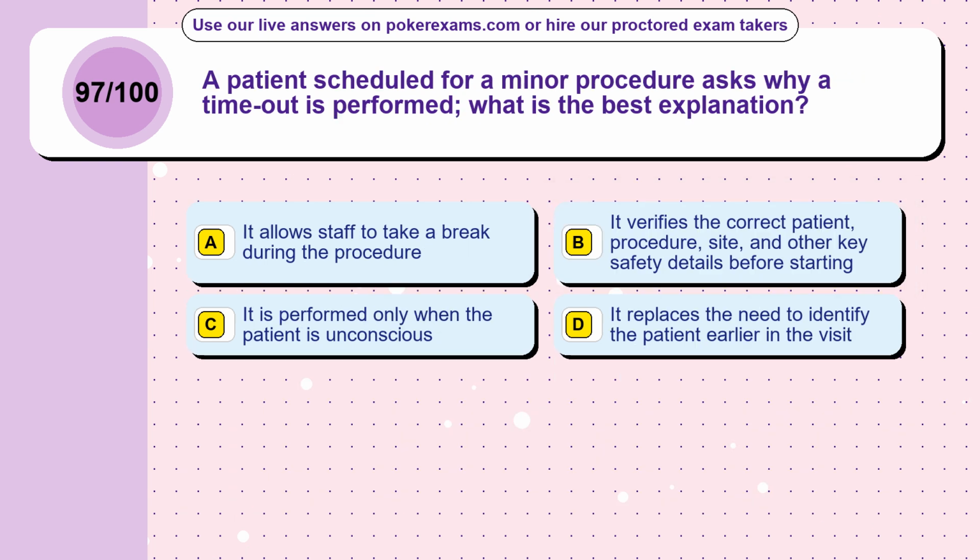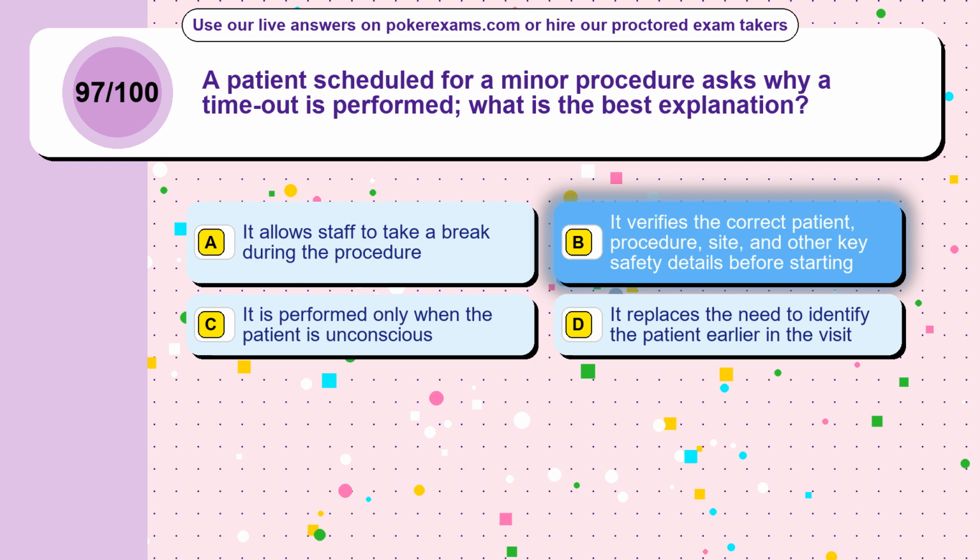Question 97. A patient scheduled for a minor procedure asks why a timeout is performed. What is the best explanation? Option A. It allows staff to take a break during the procedure. Option B. It verifies the correct patient, procedure, site, and other key safety details before starting. Option C. It is performed only when the patient is unconscious. Option D. It replaces the need to identify the patient earlier in the visit.